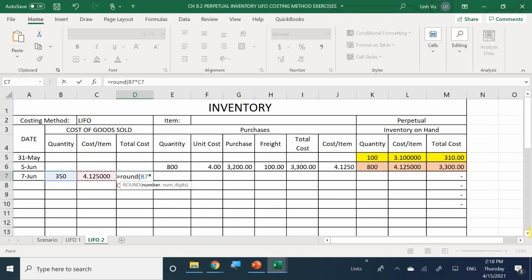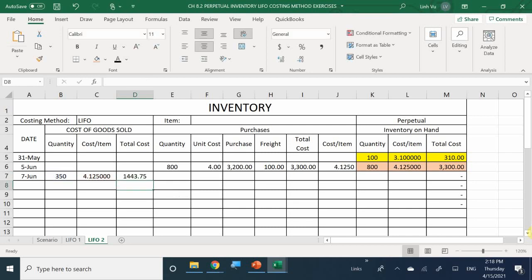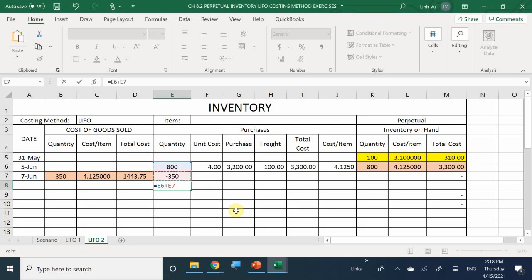So once again, equal round. 350 times 4 and 12 and a half cents is 14.4375. And once again, I'm going to associate that we took this from the pink batch. I'm going to subtract it out since the last batch in my middle section is directly the peach batch that we bought. If I started with 800 and I sold 350, how much should I have left? 450.